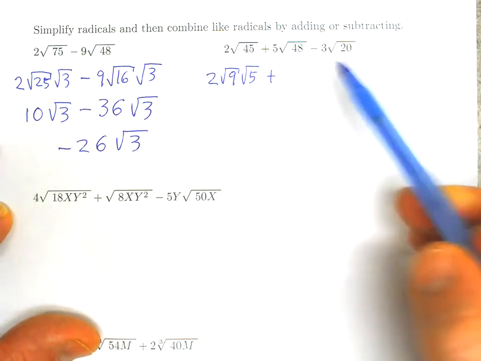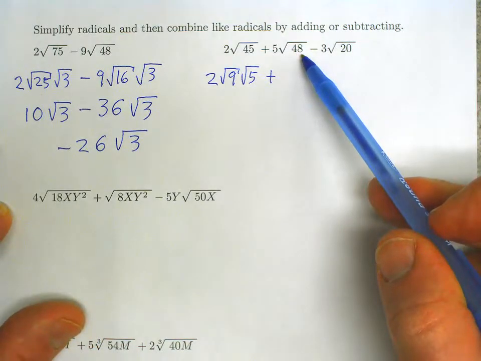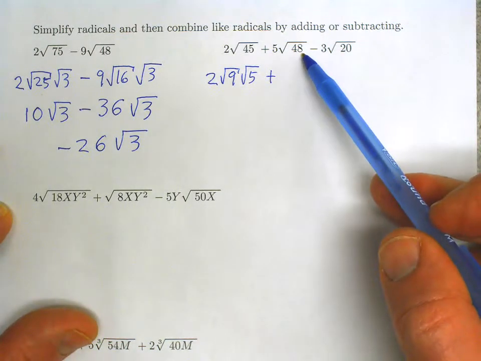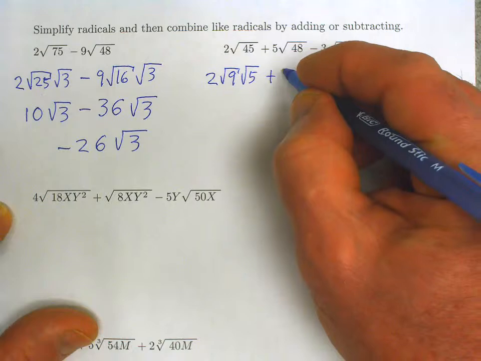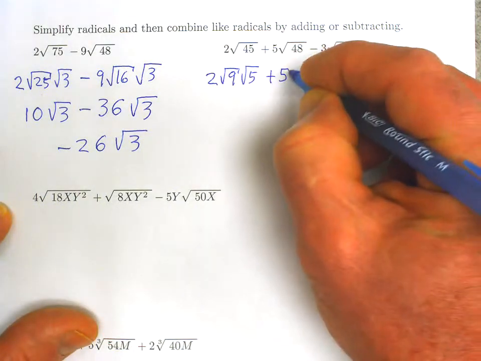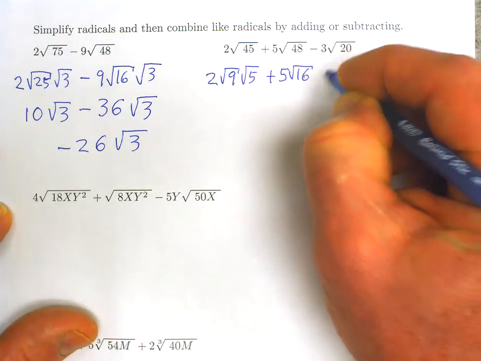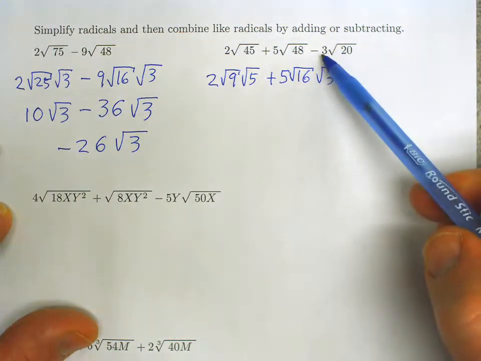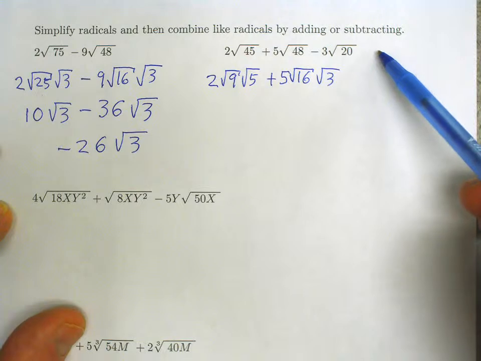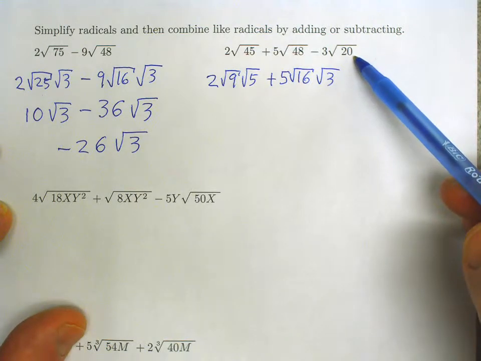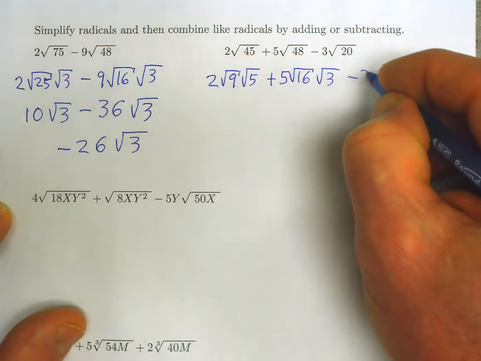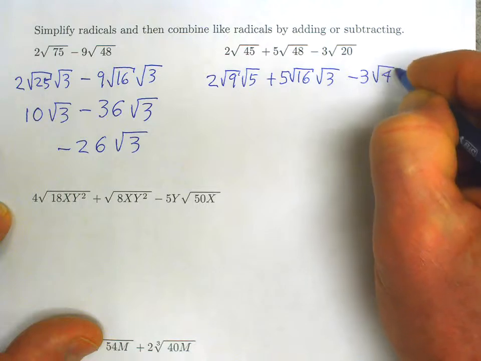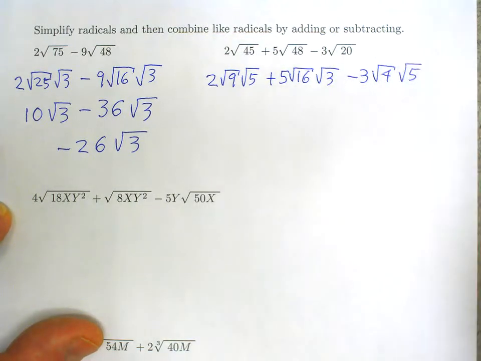And then the next term, the largest factor of 48 that's a perfect square is 16. 16 times 3 is 48. So we will write this next term as 5 times the square root of 16 times the square root of 3. And then minus 3 times the square root of 20, the largest factor of 20 that's a perfect square is 4. 4 times 5 is 20. So we will write this as minus 3 times the square root of 4 times the square root of 5.